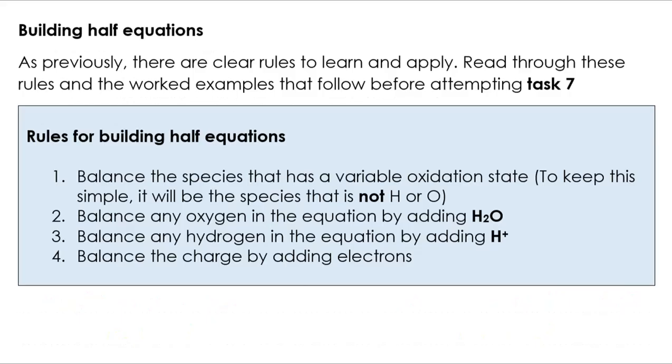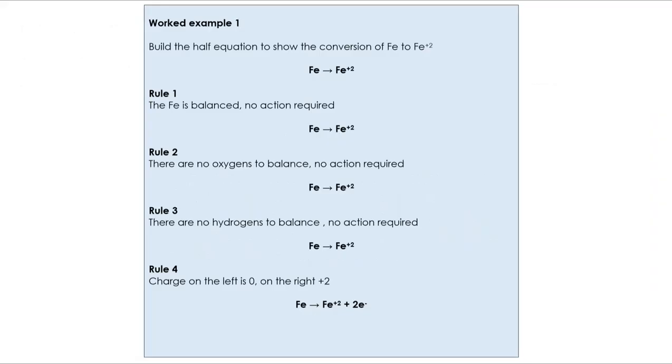But we're going to move on now and look at how we can build half equations. And the great news is there are 4 simple rules that you will follow. And I would recommend that you consider all 4 of these rules every single time and get into that systematic route through. We're going to take a look at a worked example, and we've got here Fe going to Fe plus 2. Now, rule 1 is to balance the species with a variable oxidation state. In this case, that's iron. It's already balanced. Rule 2 is to balance oxygens by adding water.